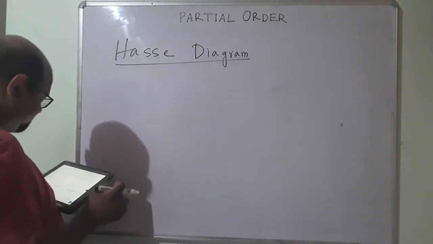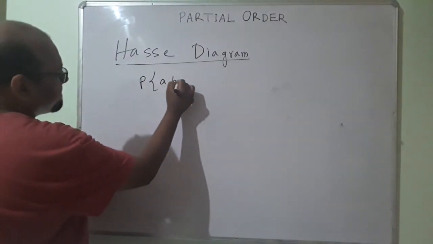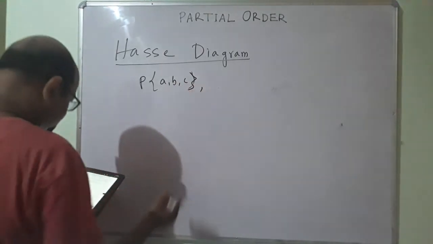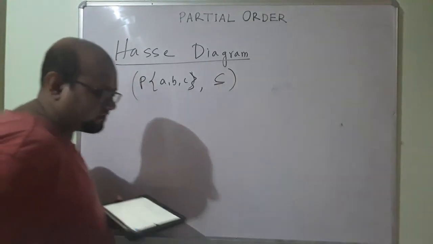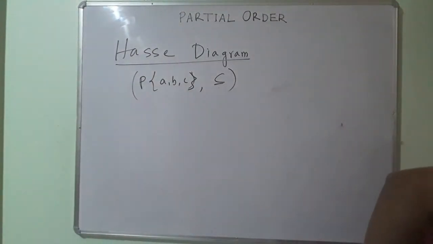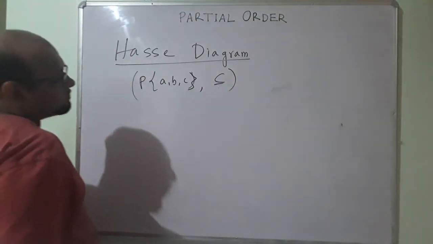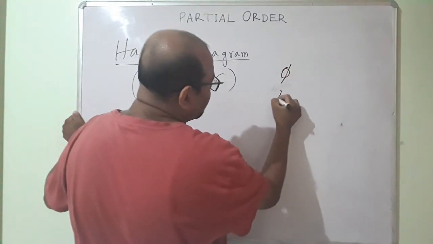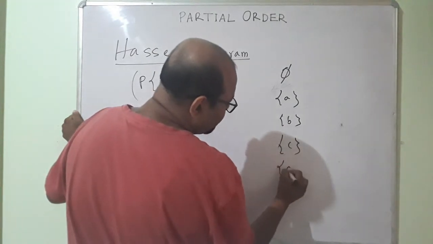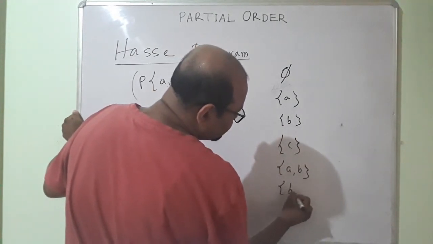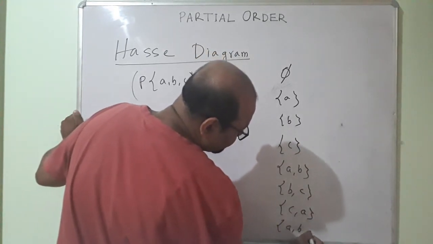Let us say this is the power set of ABC, and subset is the relation that I have. So what will be the Hasse diagram of this? What are all the subsets of ABC? I have phi, I have A, B, C, then I have AB, BC, and CA, and I have ABC.